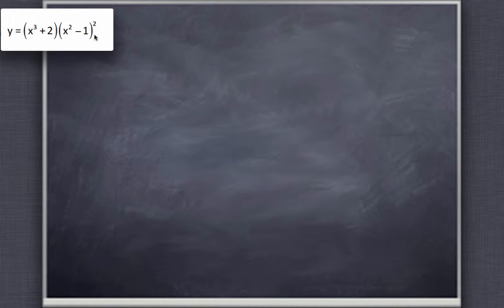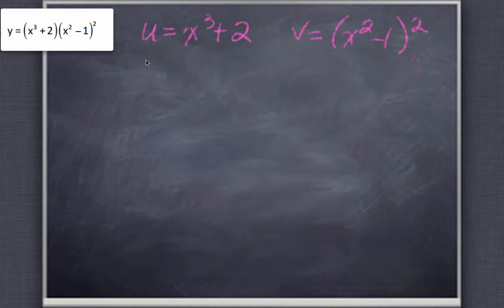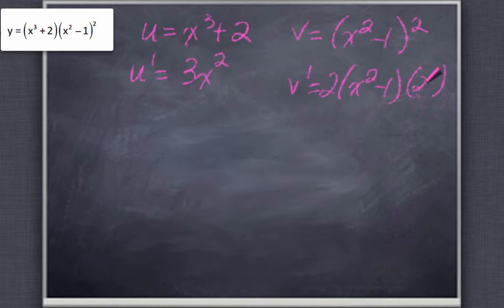Okay, this one has a product. So u equals x cubed plus 2. V equals x squared minus 1 squared. U prime is 3x squared, drop a degree. V prime is, differentiate the candy to the 1, differentiate the chocolate, 2x. That's the derivative of x squared minus 1.